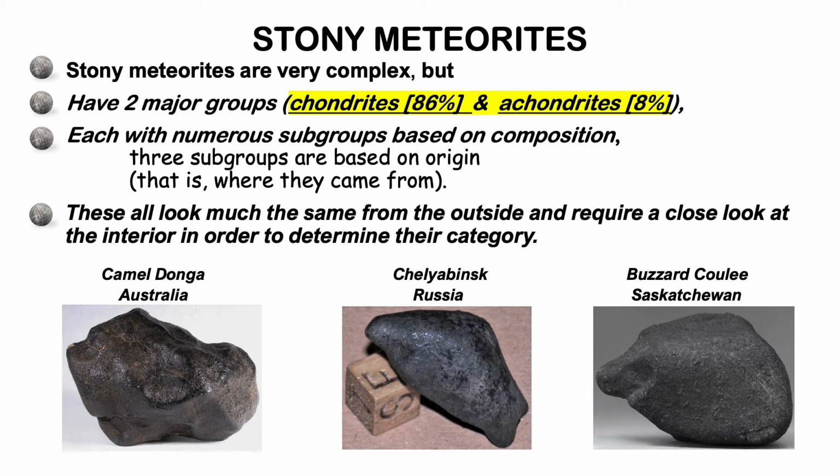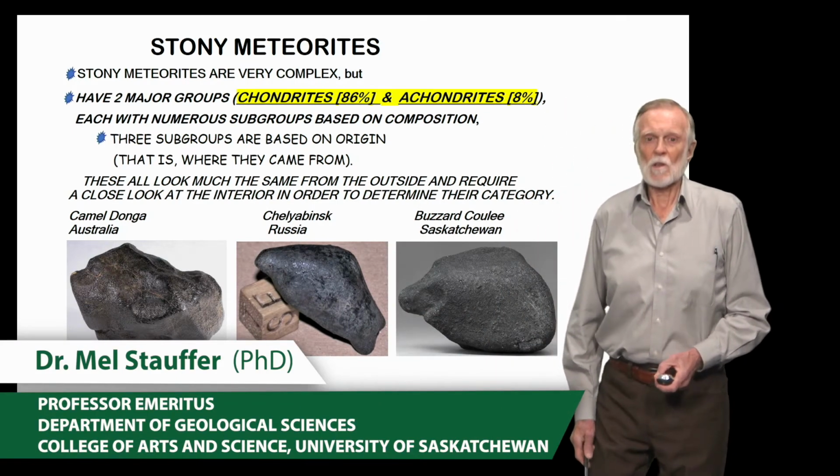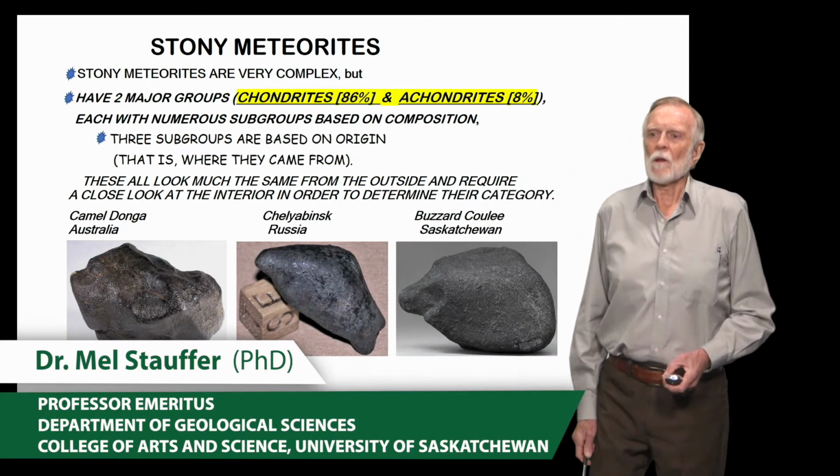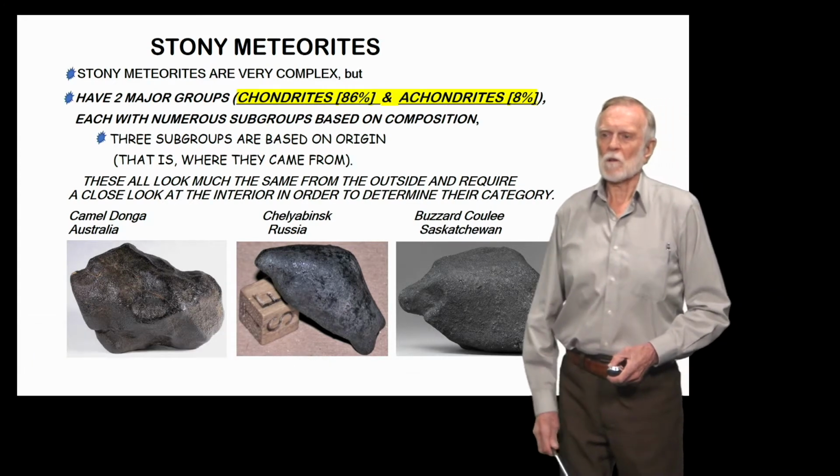Each of these has numerous subgroups based on the composition, but there are three subgroups that are also based on their origin, that is, where they came from. For the most part, these come from asteroids in our asteroid belt, but not quite all of them. And I'll talk more about that in a little bit.